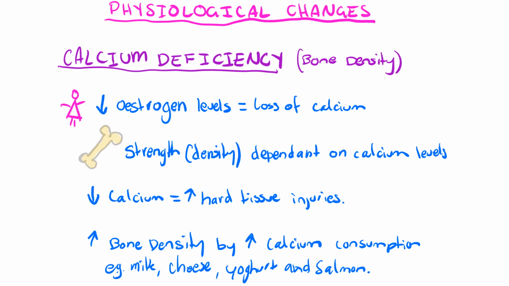And so obviously what we want to try and do for female athletes is to try and increase the bone density, and that's by increasing calcium consumption. It's really important for young female athletes to ensure that they're getting enough calcium so that by the time they're a young adult, their bones are strong. You can continue to do this by consuming products such as milk, cheese, yogurt, and salmon. It's also known that impact sports can have an improvement on bone density, but this obviously needs to be instructed by a sports practitioner or a doctor.